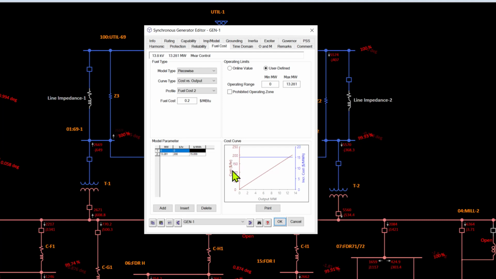The cost curve gives us the cost in dollars per hour versus the megawatt output, and you can also see the incremental cost. The numbers are purely there for representation. They do not represent a real system or a real generator, but of course these would be substituted with the fuel cost from your generation system. You can also define the operating limits, which may be beyond the values that are based on the nameplate of the machine. So if your generator is 13.28 megawatt, you can define an operating range that is slightly tighter, including certain prohibited operating ranges.